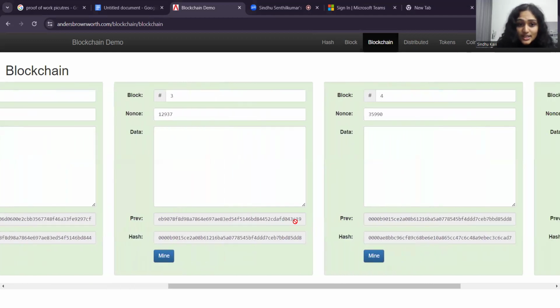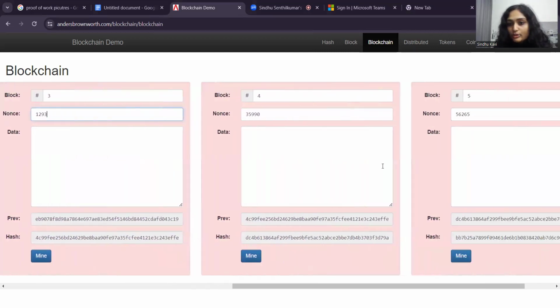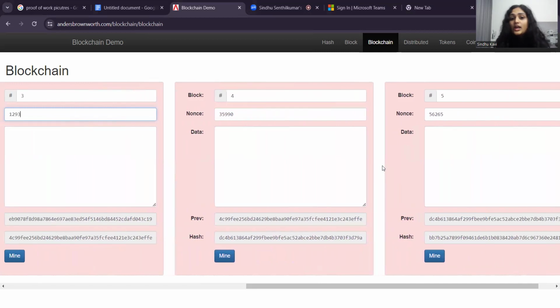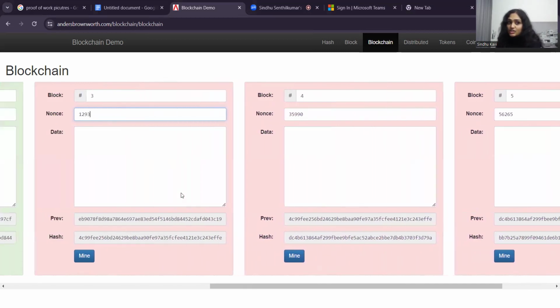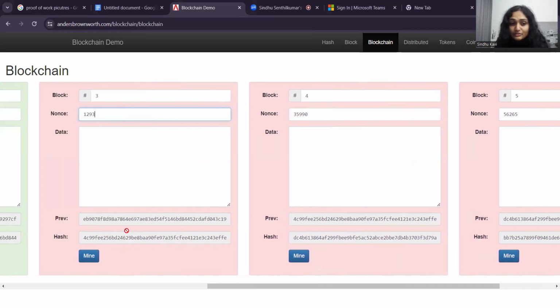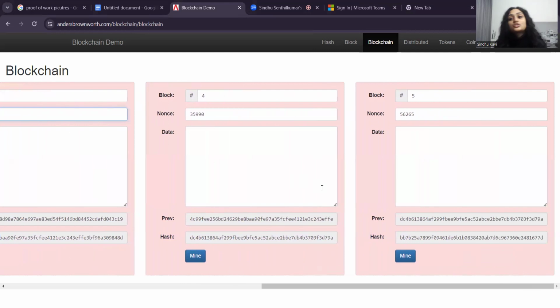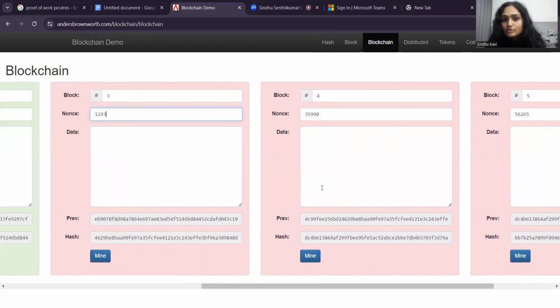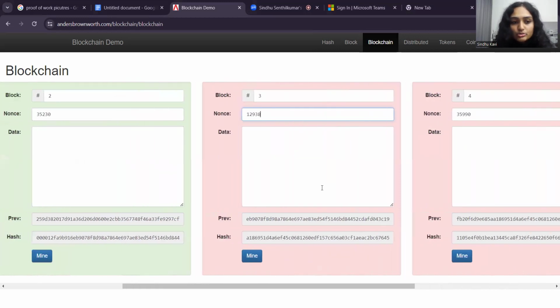And you will notice that one change in this nonce will affect all the blocks that follow later. And that is because the hashes are respectively changed, right? Because now that the nonce has been changed, the hashes have been changed. And once the hash of one block is changed, all of the hashes following it will change as well, thus changing the entire blockchain system. So that is how the blockchain works.